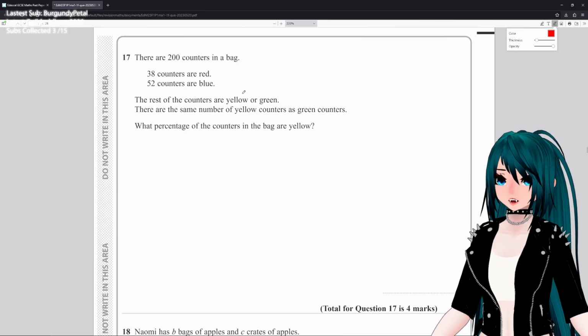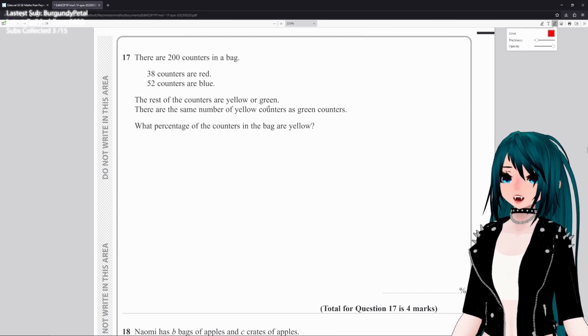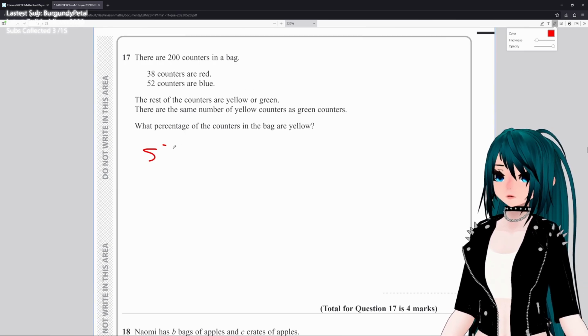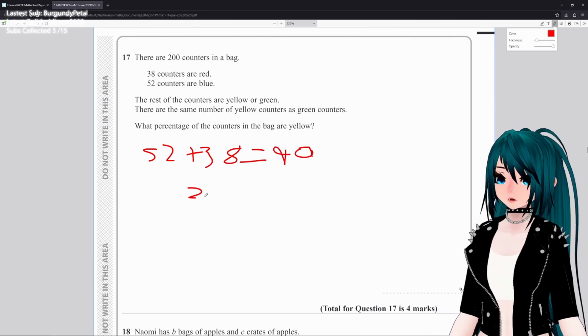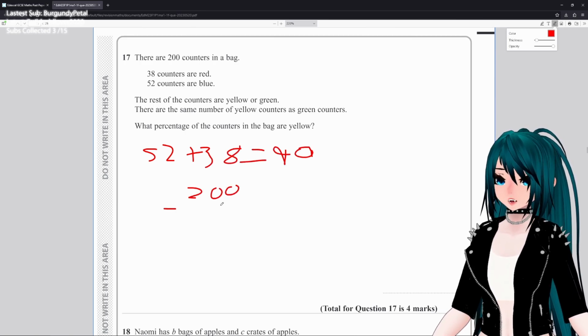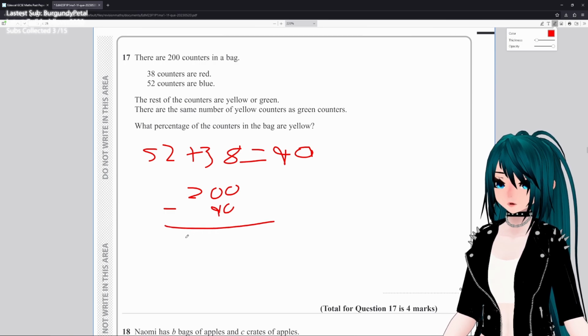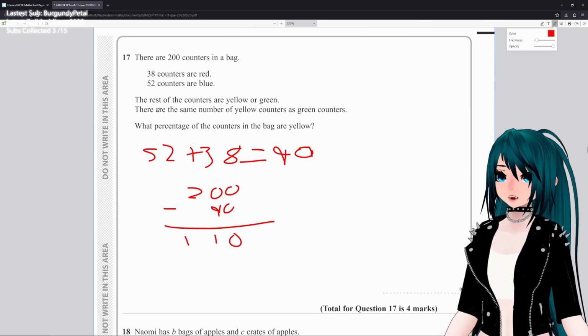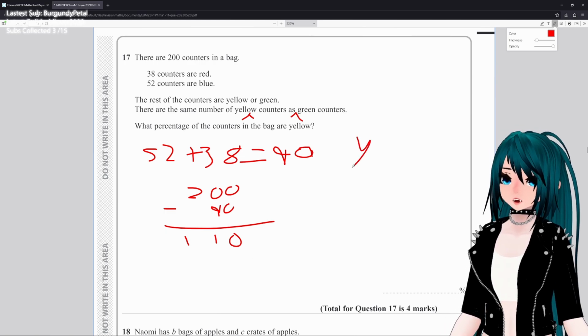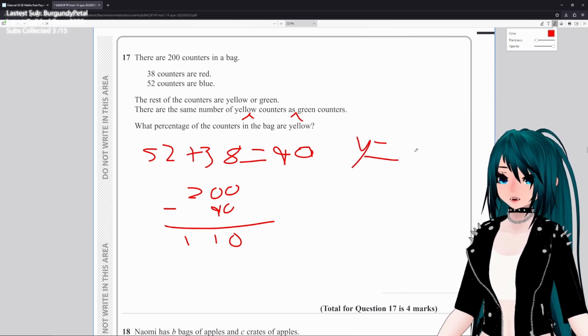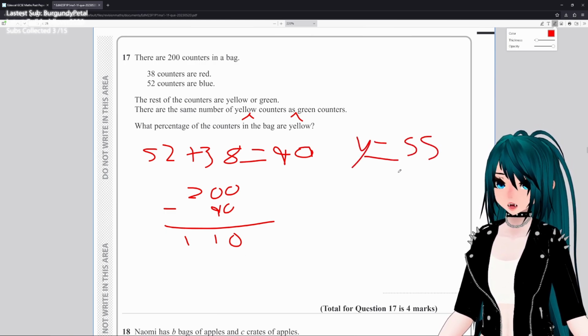Rest of the counters are yellow and green. Are there the same amount of yellow and green counters? Okay, 52 plus 38. This is 90. 200 take away 90 equals 110. And we know that there's the same amount of yellow and green counters. So yellow equals half of this, which is 55.